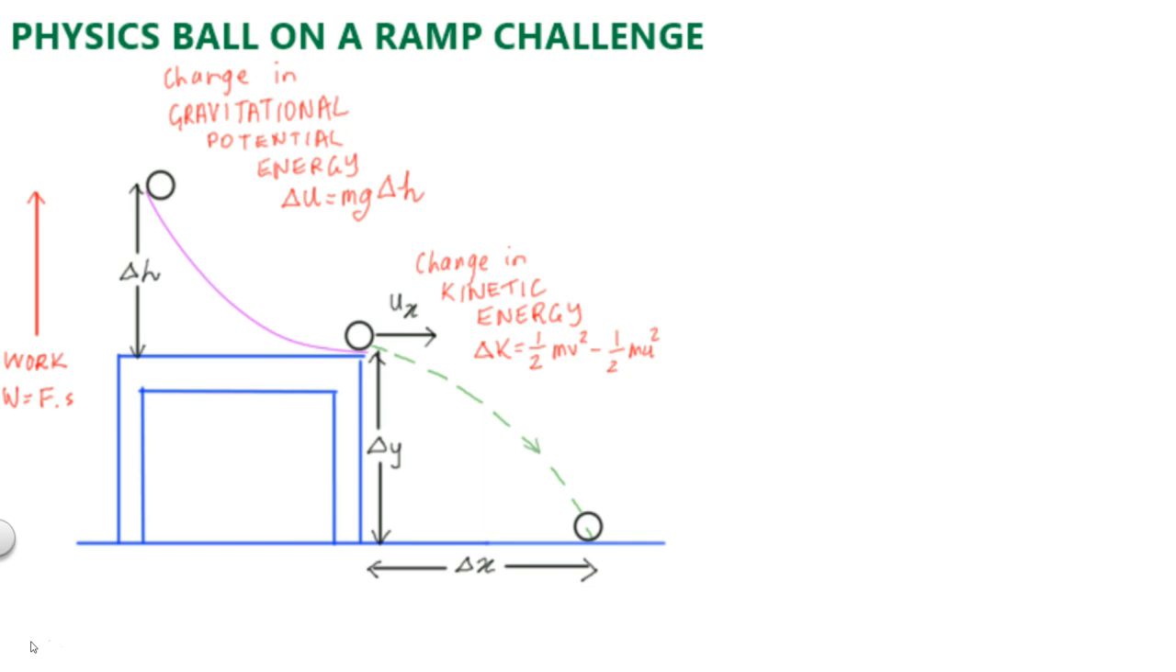You'll let it go, it'll roll down, and then it will launch at a horizontal velocity from the edge of the ramp.